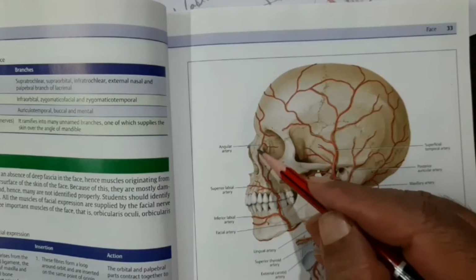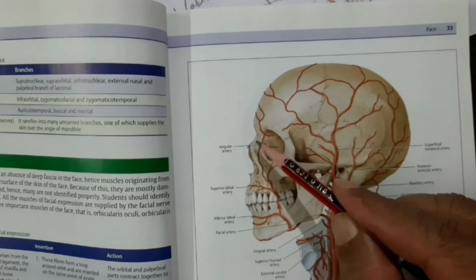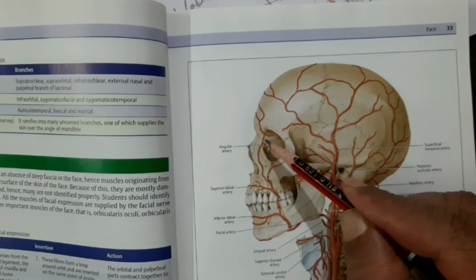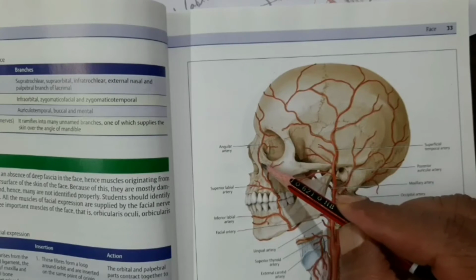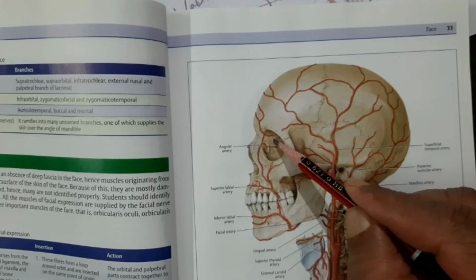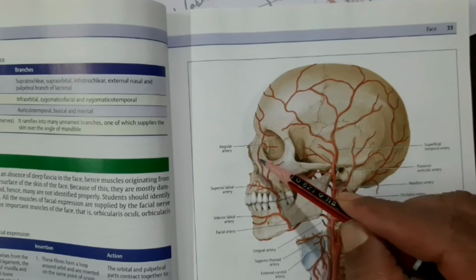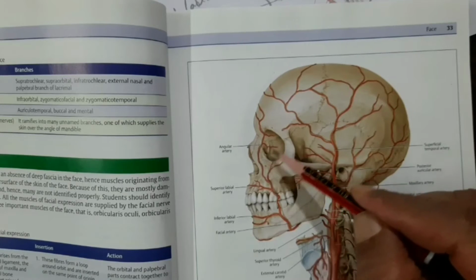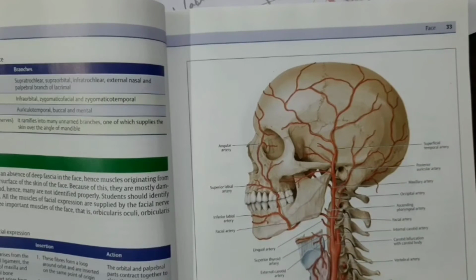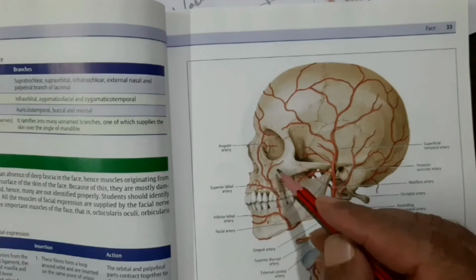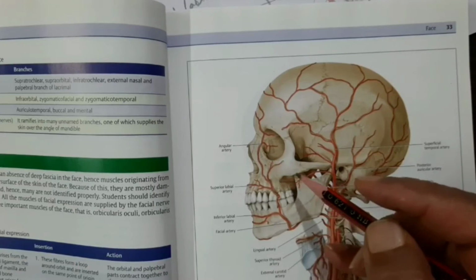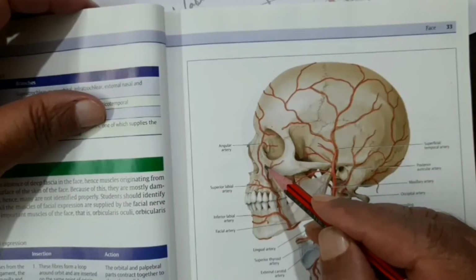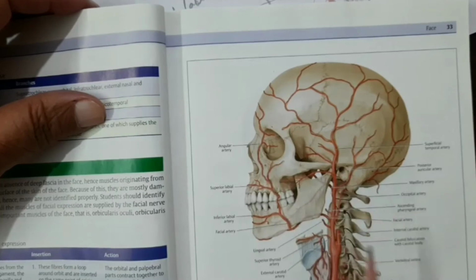Okay, so this is one important anastomosis, and you should remember that this is the anastomosis between the ophthalmic and the facial artery. Ophthalmic is a branch from the internal carotid, and the facial is a branch from the external. So this is a communication, or anastomosis, between the external and the internal carotid artery. Now, another communication is with the infraorbital. This is the infraorbital foramen, and it will give the branch called the infraorbital artery.